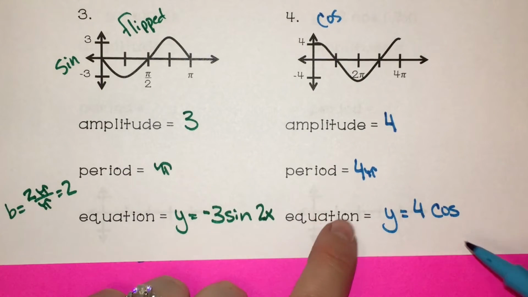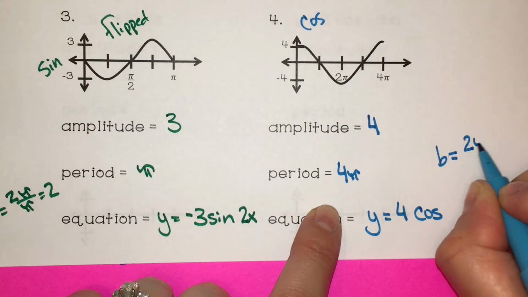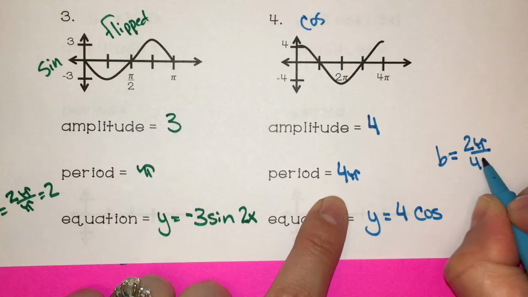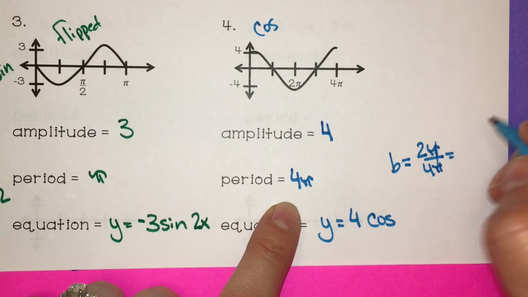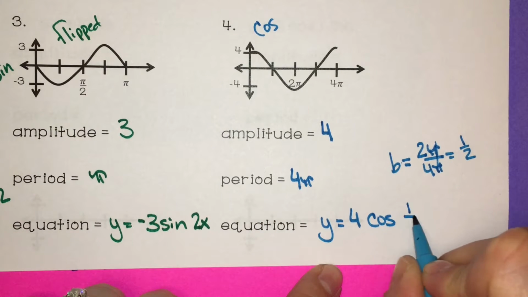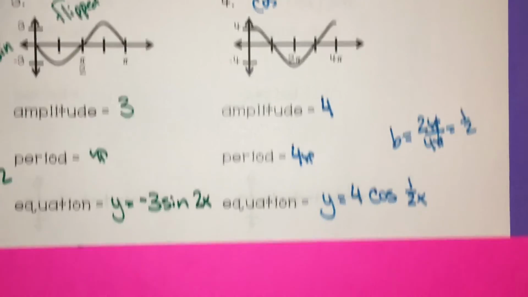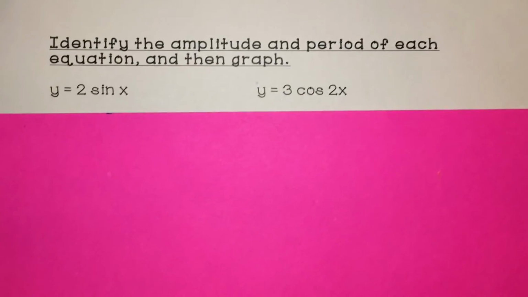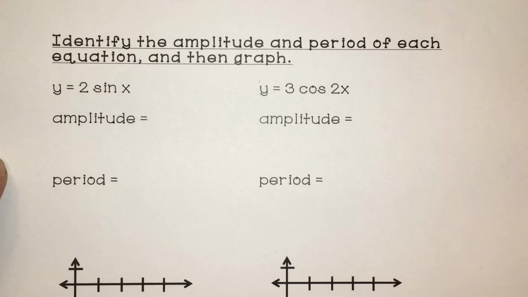All right, figuring out what b is. B is equal to 2 pi over the period, which is 4 pi. Pi divided by pi is 1, and 2 over 4 is 1/2. So y equals 4 cosine of 1/2 x. All right, so we're almost done. Just going to do one more thing. We're going to identify the amplitude and period of each equation, and then we're going to graph it.